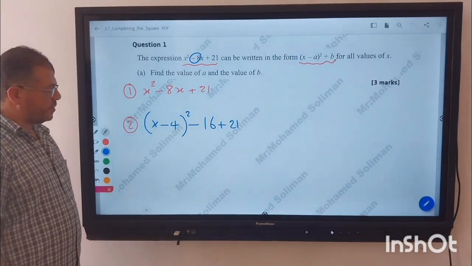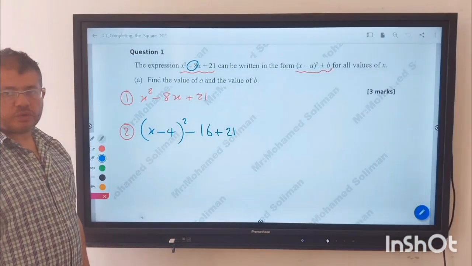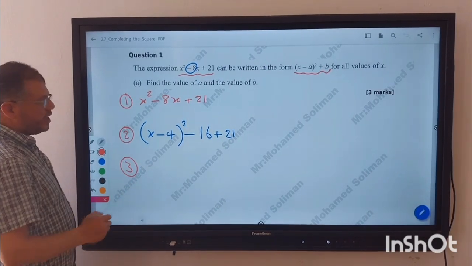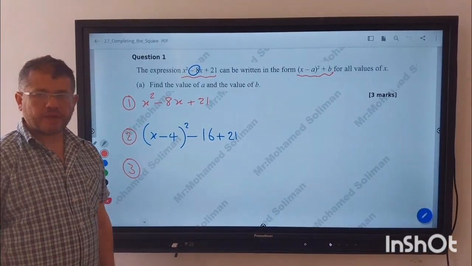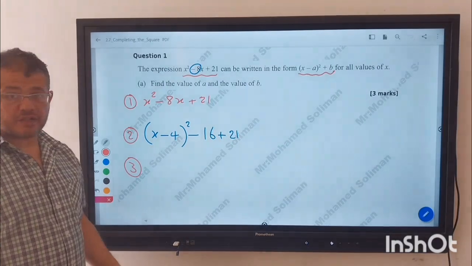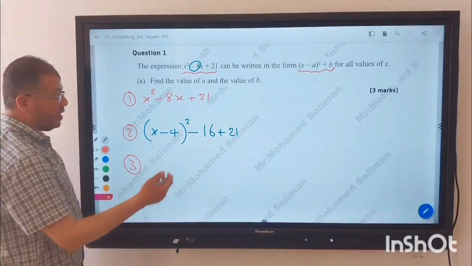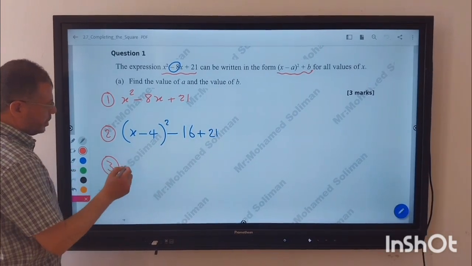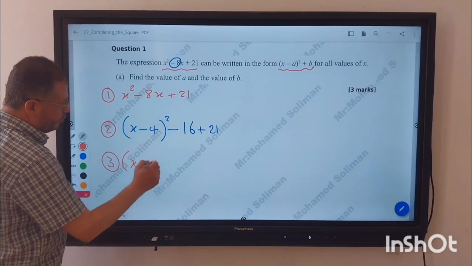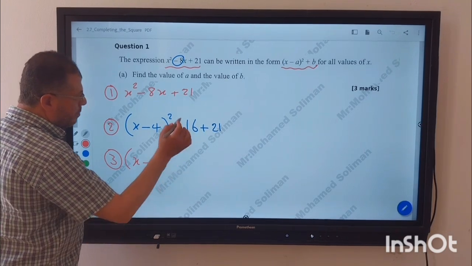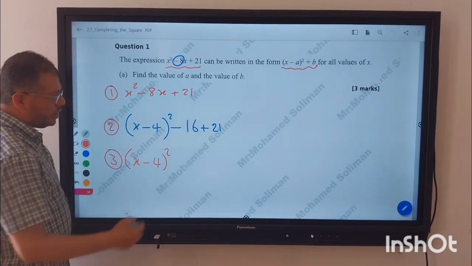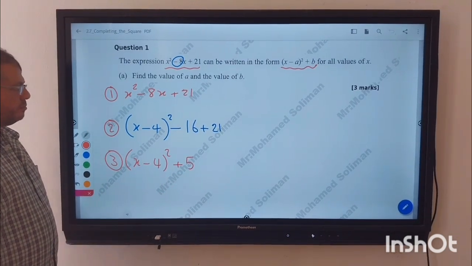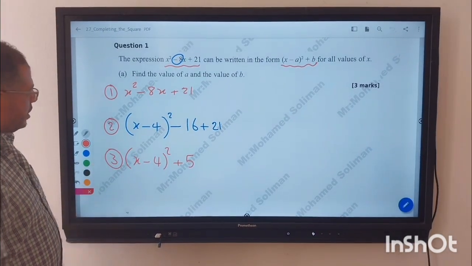Is it clear? After that, the third step, I have to do what? I have to simplify. What do you mean by simplifying here? It means that I have to combine like terms. What are the like terms here? The like terms here we have negative 16 and 21. So it will be x minus 4 power of 2 minus 16 plus 21. It will be plus 5. And this is the solution for this one.